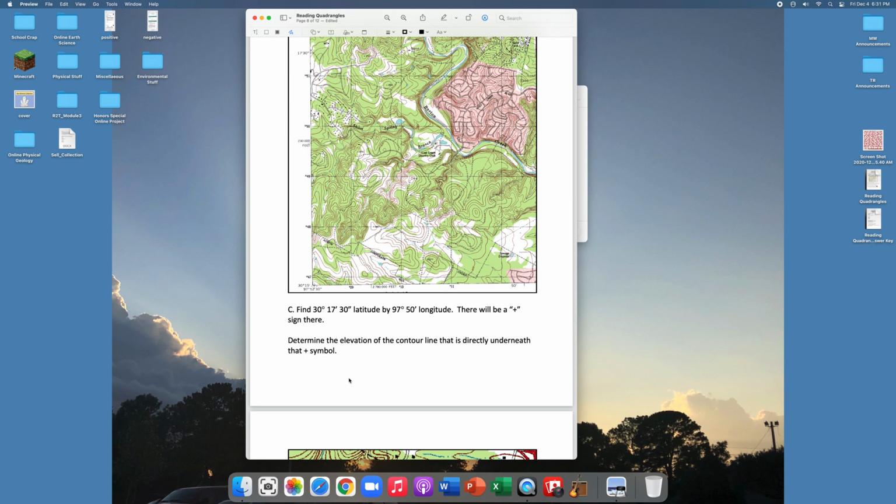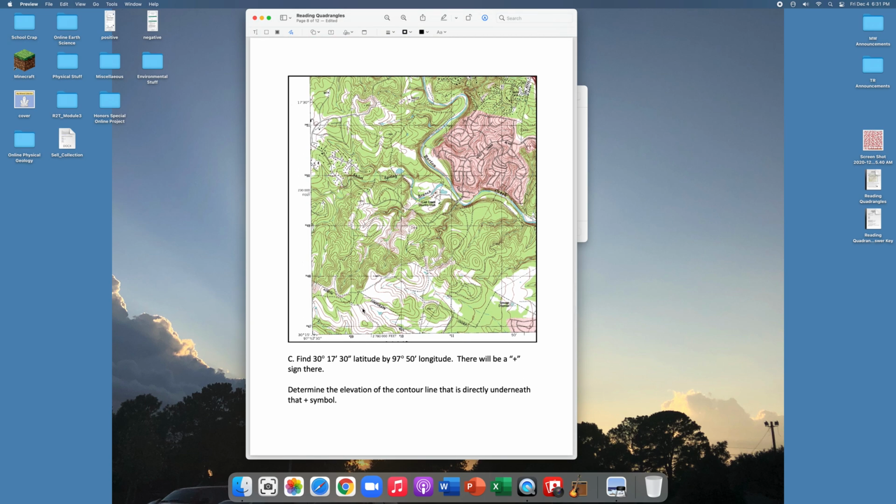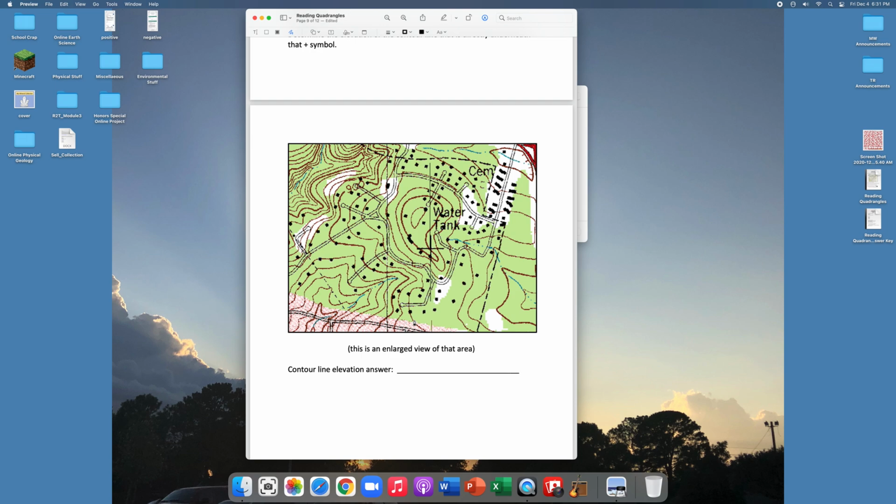Okay, letter C. Find the 2 latitude and longitudes indicated. So that's the latitude indicated. The longitude is going to be here at 50. Where those 2 points connect, it's going to form a plus, and your plus is going to be right there. What I've done is I've blown that up for you here on this picture.